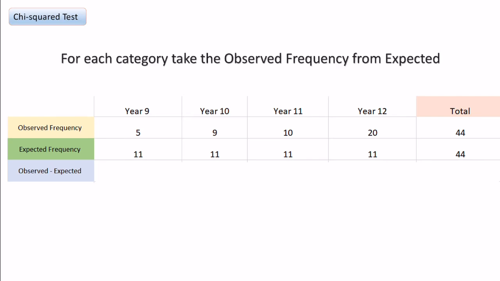The next thing I need to do is for each category take the expected frequency away from the observed frequency. Simple subtraction, so it would be 5 minus 11 in the first category, and I would get minus 6, minus 2, minus 1, minus 9. Again, simple taking away, not too complicated.